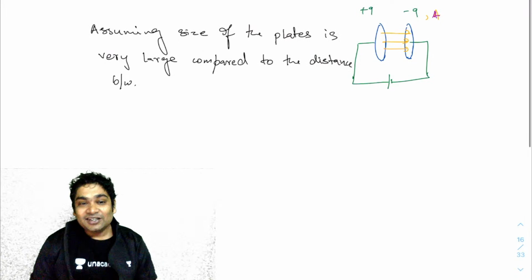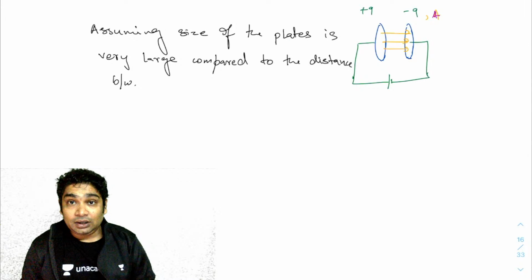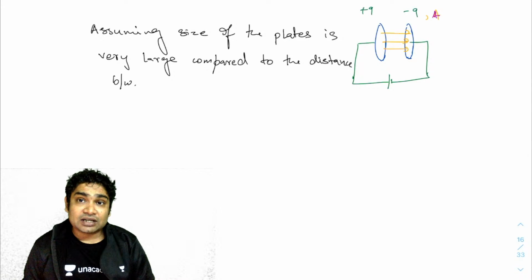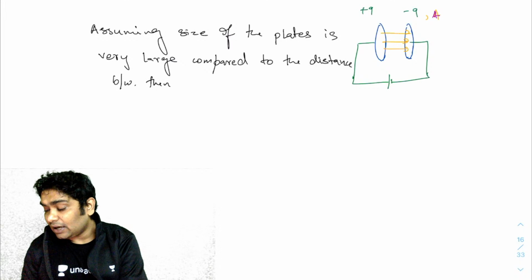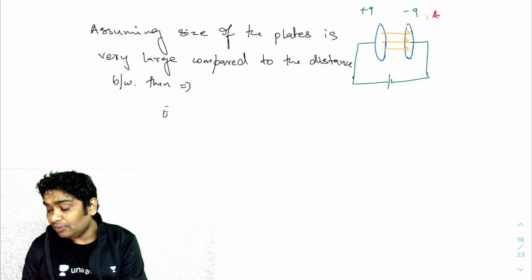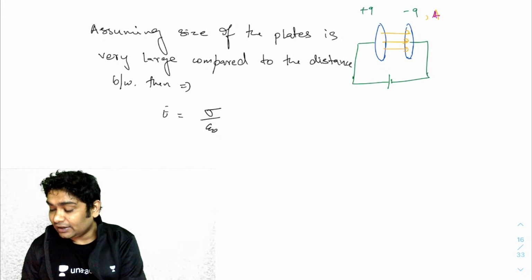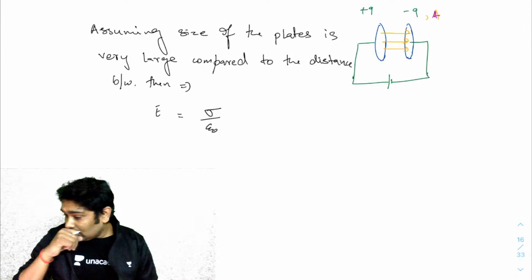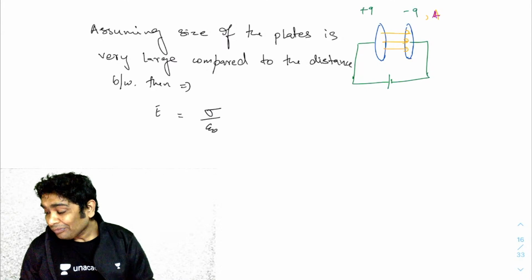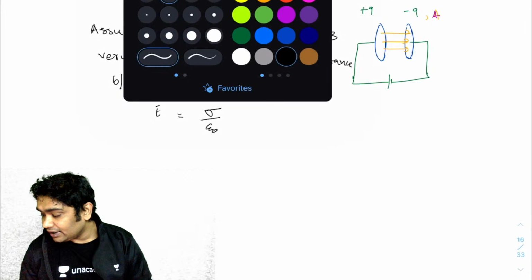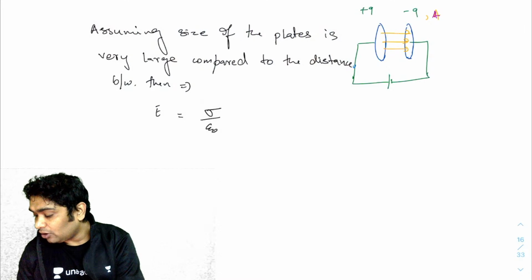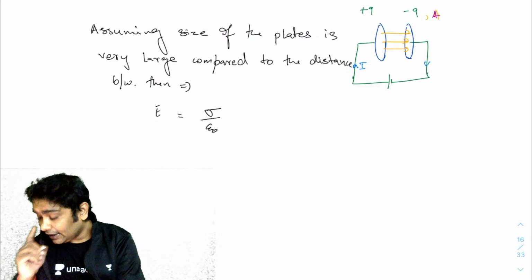Okay. All right. So, as I was saying, assuming that the size of the plates is very large compared to the distance between them, I can make an approximation and I can say the electric field would be sigma over epsilon naught. So I will write the electric field like that. Now you will also realize that if at some instant the current flowing in the circuit is I, let's imagine some I amount of current is flowing in the circuit.